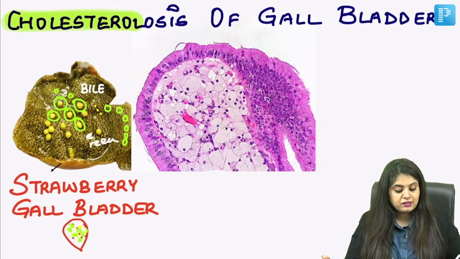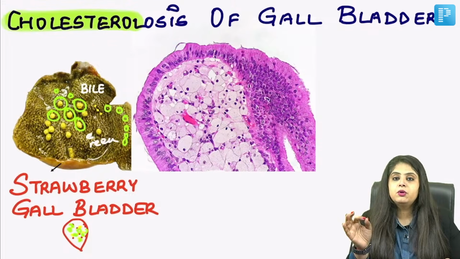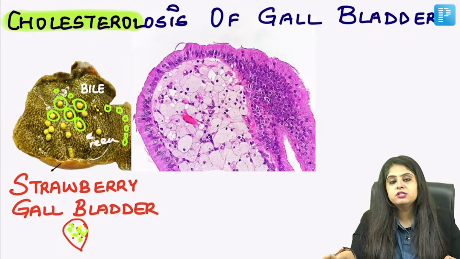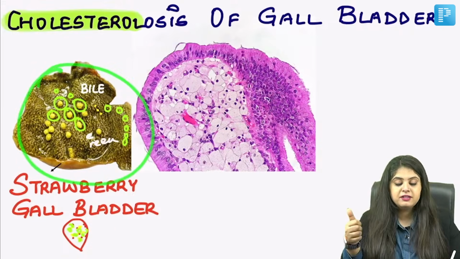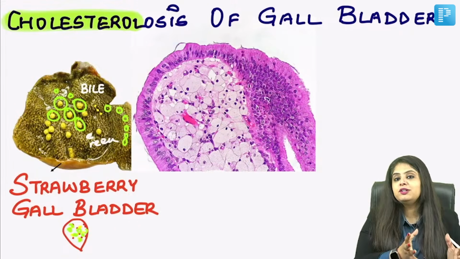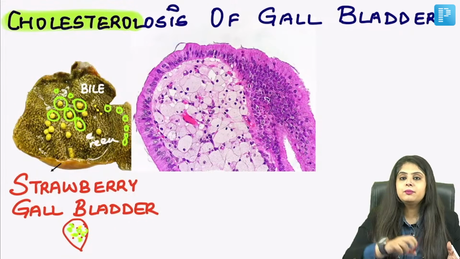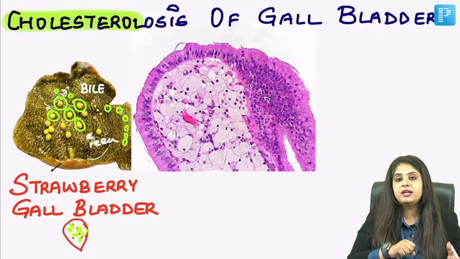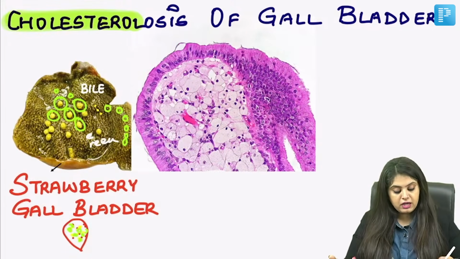I want to ask you something. There is one cell in the body which is always hungry, always. Wherever there is food, that cell will reach there and is going to eat it. Which is that cell? Macrophage. Now, what better food than cholesterol? So much cholesterol comes in the gallbladder. Who is going to come and eat it? Okay, free food. I'm going to go and have a feast. Macrophage.